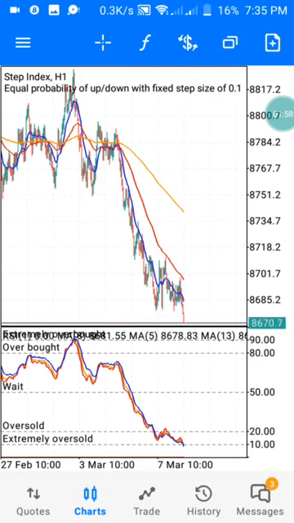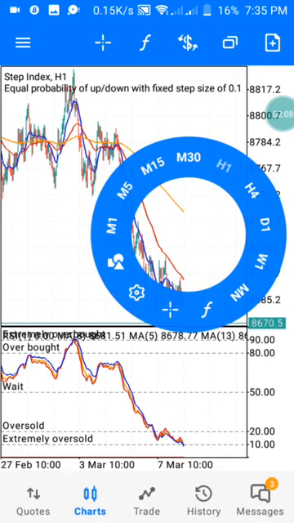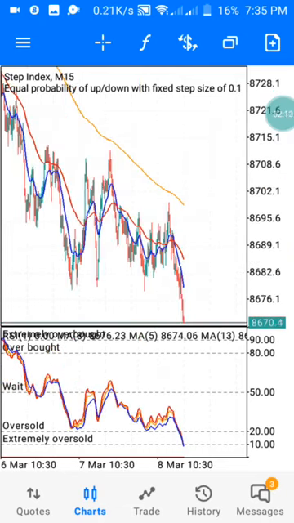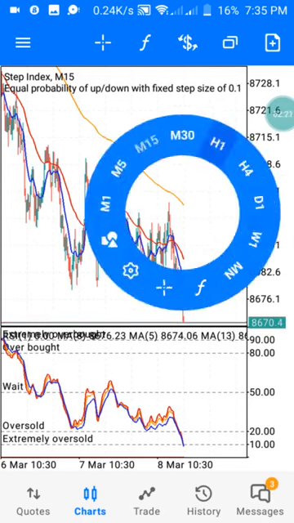So if you're a trader that always trades for a long period of time, I will advise you to use the 1 hour time frame to trade with this indicator. And if you're a trader that can only trade with 5 minutes and 15 minutes, you can also make use of this indicator. I'm going to share with you the settings of this indicator at the end of this video. So let's check how this indicator really works.